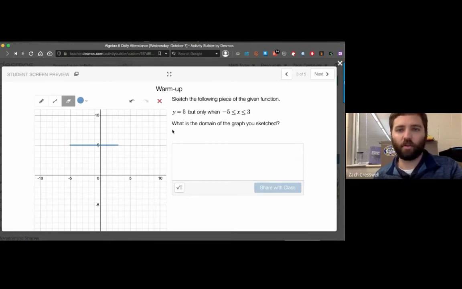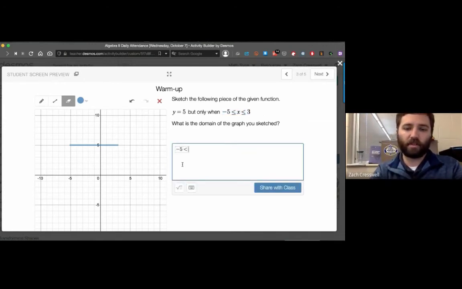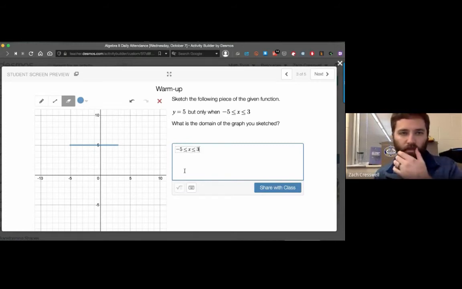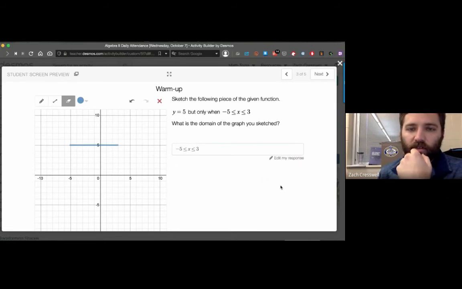And then it says, what is the domain? The domain, again, is all of the x values that are covered by the graph. So from negative 5 over to 3. And we'll just write that real quick. It turns out to be just that interval right there. So we'll write negative 5 less than or equal to x, which is less than or equal to 3. Okay. So questions on number 2.